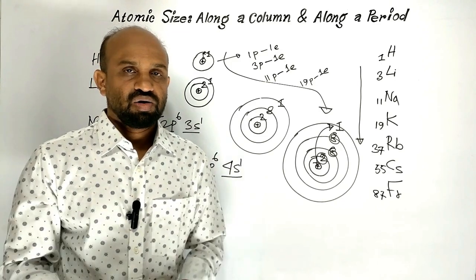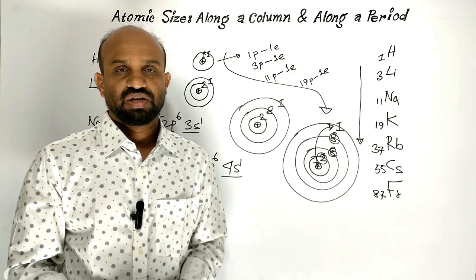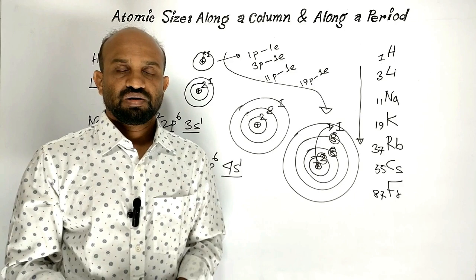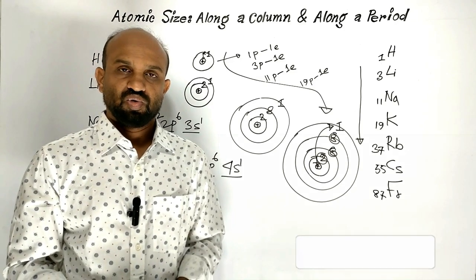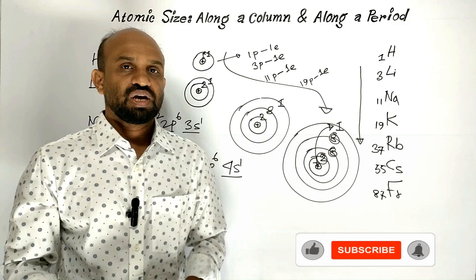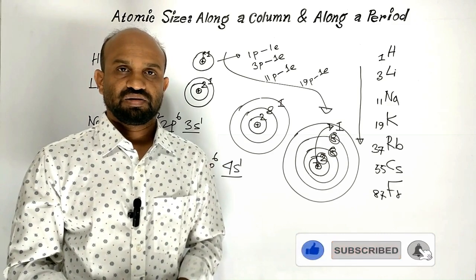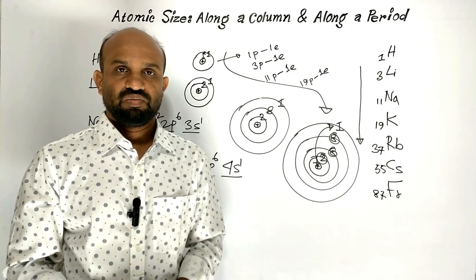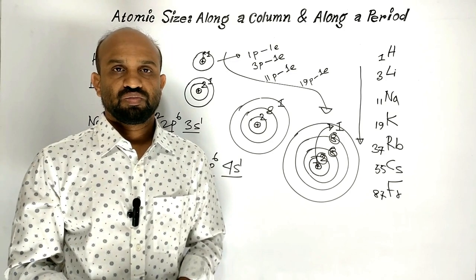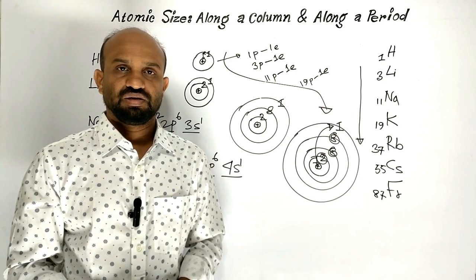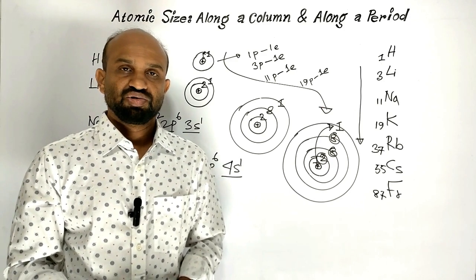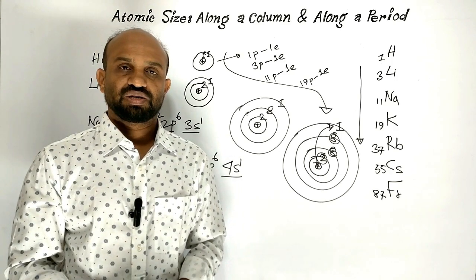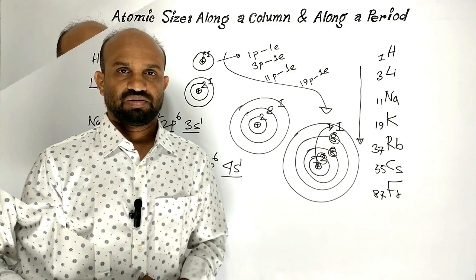So, along a column, due to the shielding effect, the increase of atomic number is not effective. Only here, a new shell is added in each case, so it becomes effective. That is why along a column, from top to bottom, atomic sizes increase due to the new shell added in each case. Now let's see the change of atomic sizes along a period.